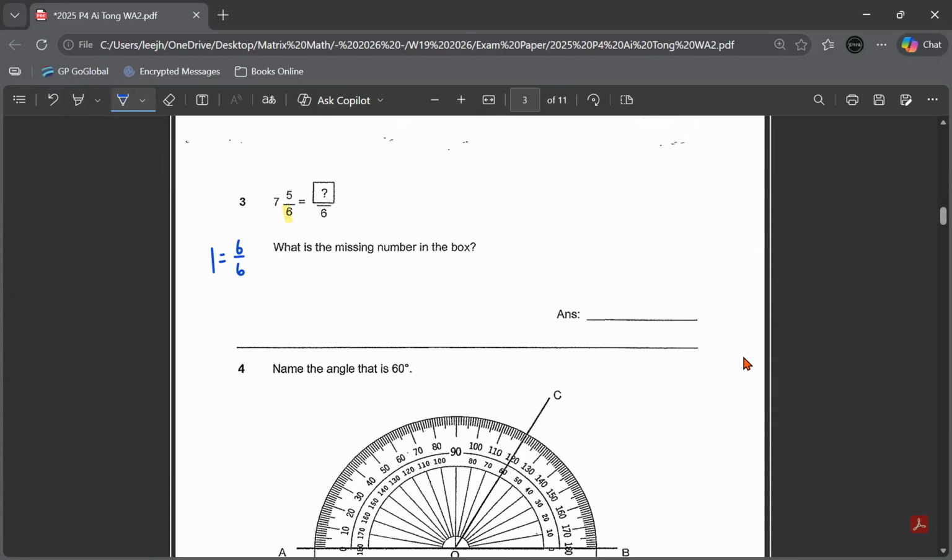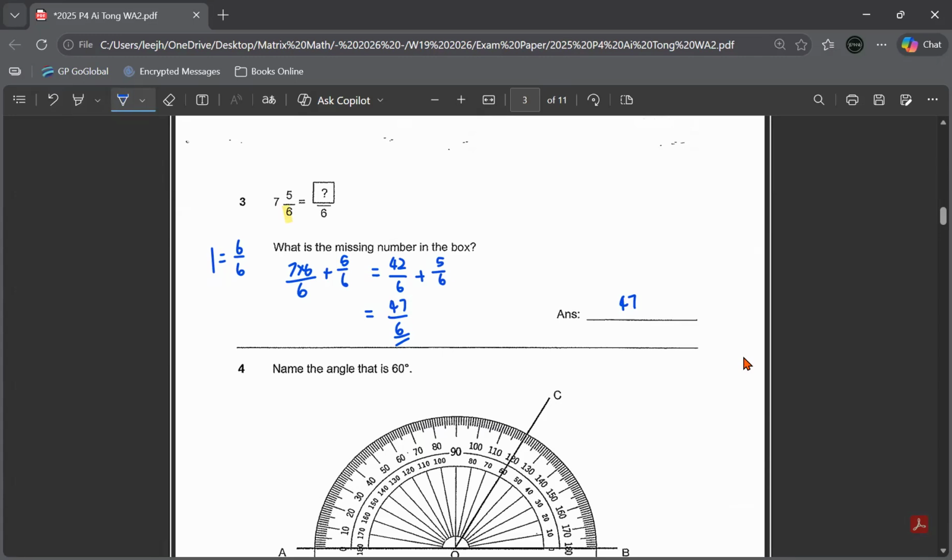So here I got 7 wholes. So that means it will be 7 times 6 over 6. 7 of this, okay? And plus another 5 over 6. So 7 times 6 over 6 will be 42 over 6 plus 5 over 6. Answer 42 plus 5, 47 over 6. So I only want the missing number. Do not write the fraction out. You just write the answer, 47.